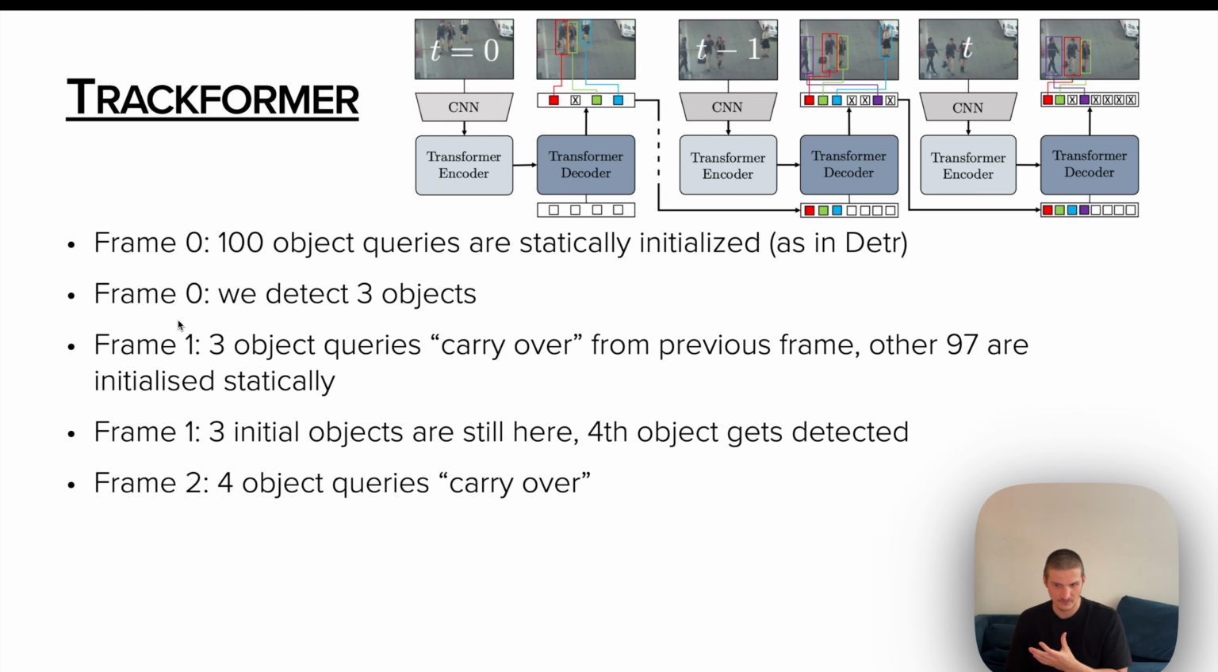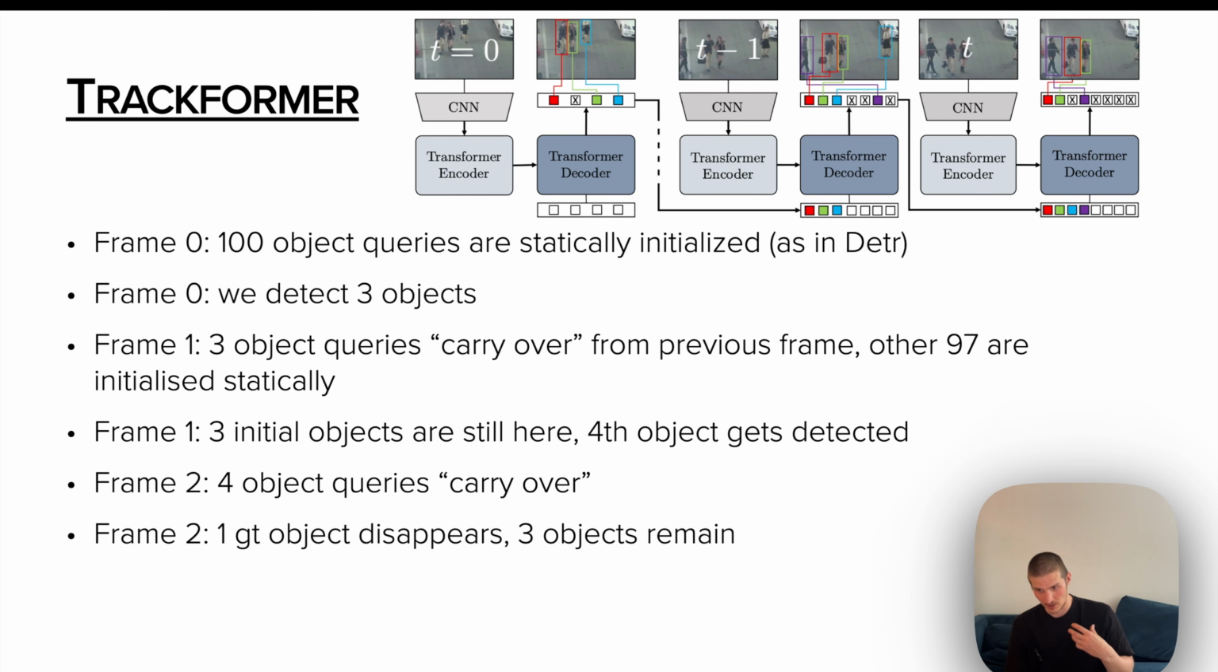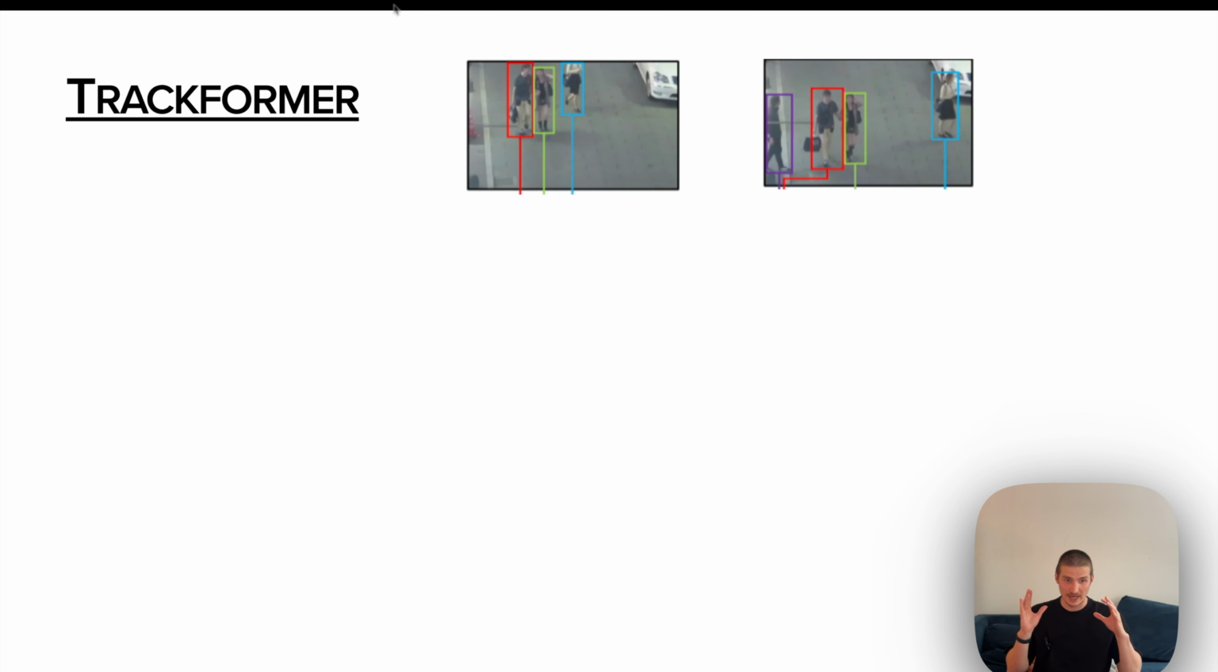And so 4 object queries now carry over to the next frame. In this case, 1 ground truth object disappears, so only 3 objects remain, and the query corresponding to that disappeared object will have to be connected to the no-object class. Let's also look at model inputs and outputs.